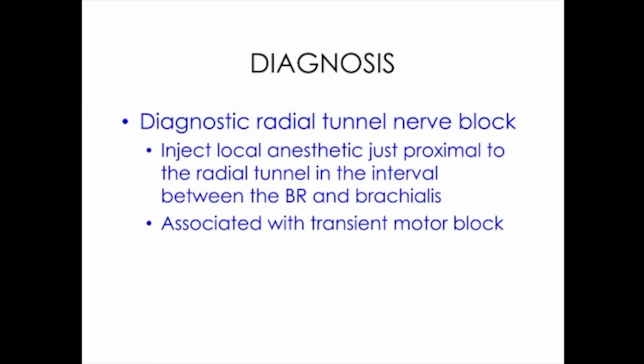One of the ways you can help to diagnose radial tunnel syndrome is to do a diagnostic nerve block using local anesthetic. So if you inject local anesthetic just proximal to the radial tunnel, in the interval between the brachioradialis and brachialis, you should eliminate the symptoms. And one of the ways that you know you're in the right place is you often get an associated transient motor block.